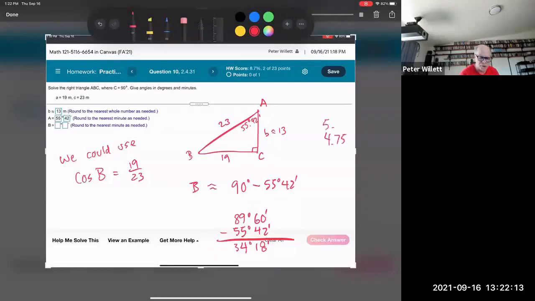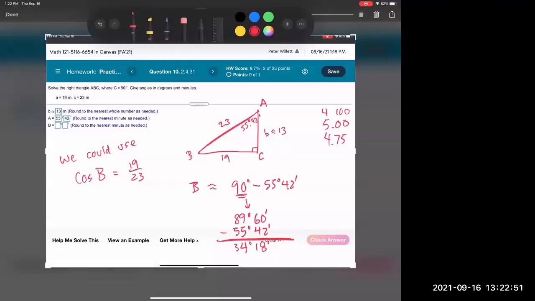Like if I subtract $4.75 from $5, well, how do you do that? You basically say this is $4.100. You borrow one of the dollars so that you can subtract. That's like with subtraction, you do borrowing. But now 1 degree isn't worth 100 minutes, it's only worth 60 minutes. So I converted 90 degrees into 89 degrees and 60 minutes so that I could have some minutes to subtract the 42 minutes from. And then I carried out the subtraction. Does that make sense? Yeah, that makes perfect sense.